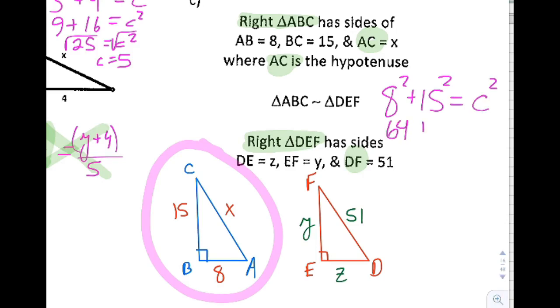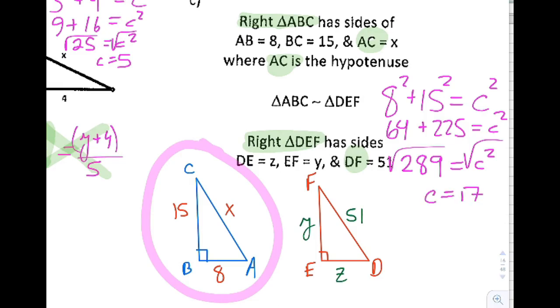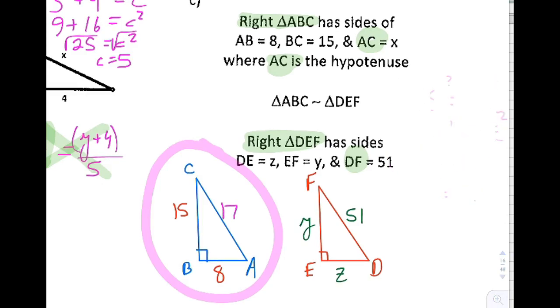So 64 plus 225, add those together. 64 and 225 is 289. Get the square root on your calculator and you'll get 17. So this number right here is now 17 without even having to do any ratios. I'm going to change that to 17. So I'm going to erase this work. If you want to see it, you can play it back.